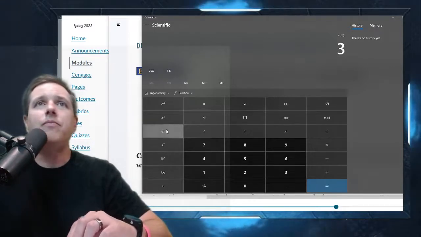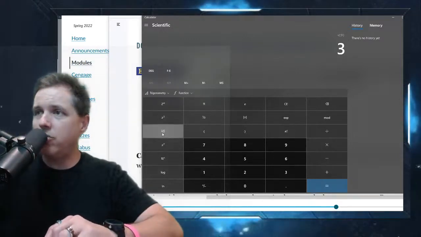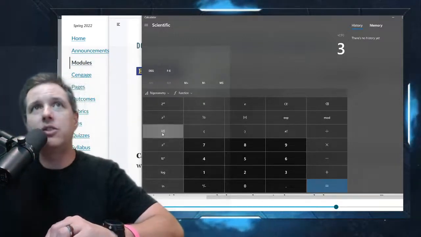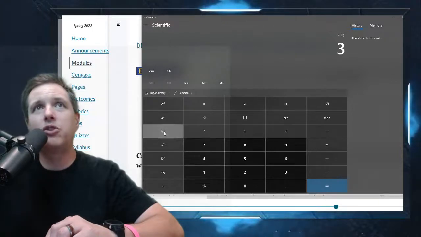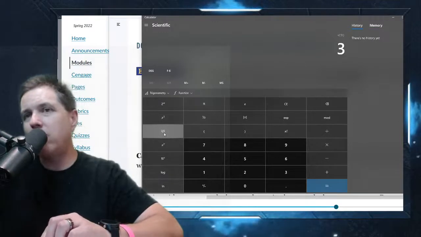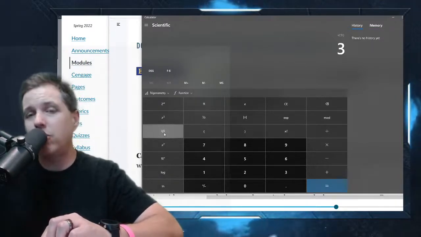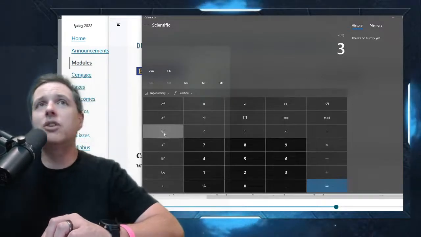So you've got your square root button here. Sometimes it just looks like a square root symbol. Sometimes it looks like this, where there's a square root of x with a 2 there. Remember, 2 is the index. When we have a square root, if there's no number there, we assume it's a 2, meaning a square root. But some calculators are going to have other versions.